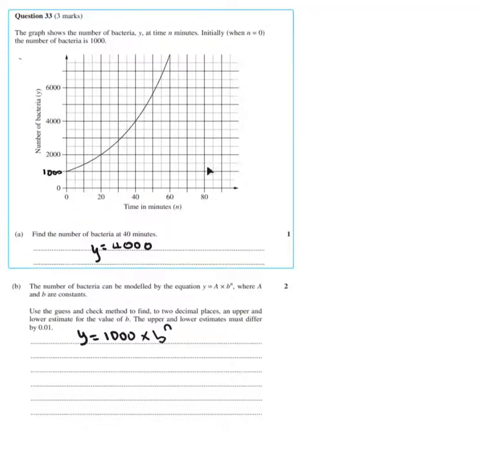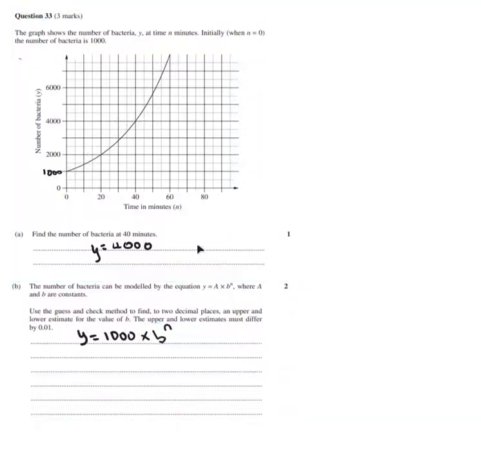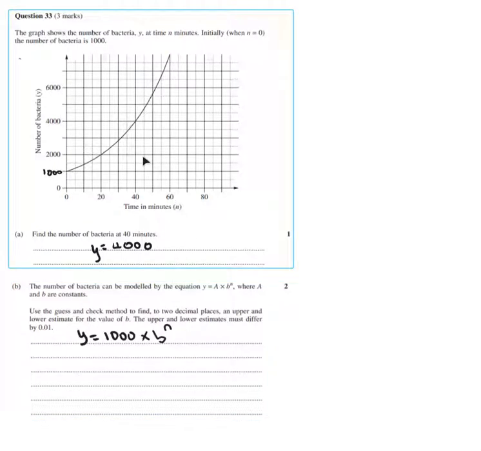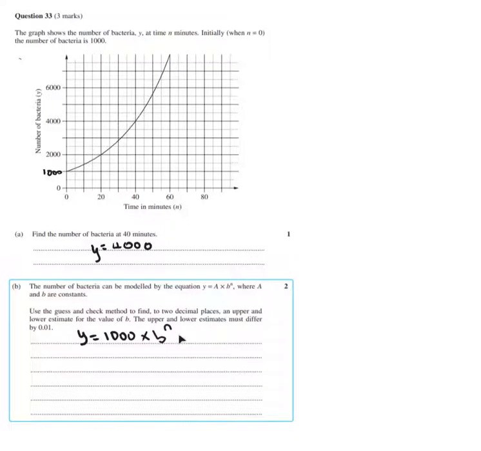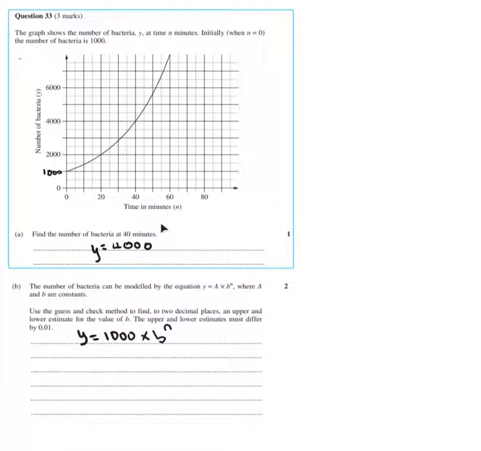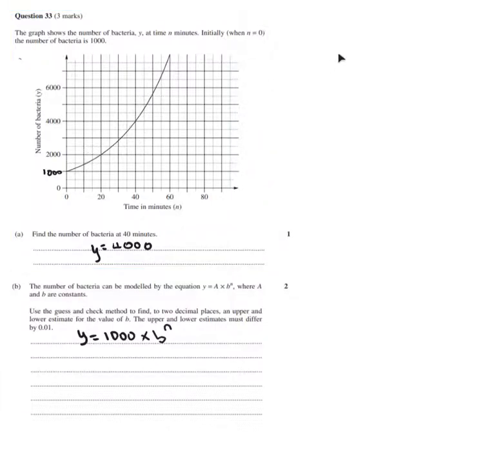Now they want you to use the guess and check method to work out what the value of b will be. Then they actually want an upper and lower limit for the value of b. We'll talk about that in a minute. But to get the value of b, we already know that when n equals 40, y equals 4,000. So if we put those into our equation, 4,000 equals 1,000 times b to the power of 40.